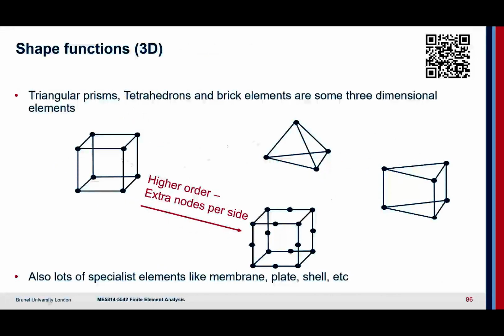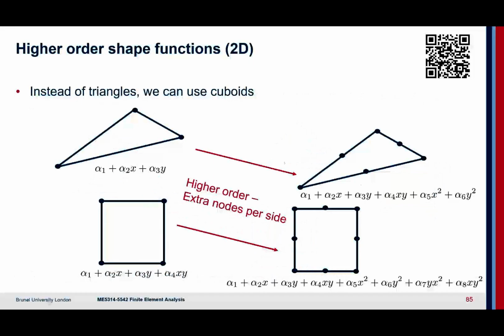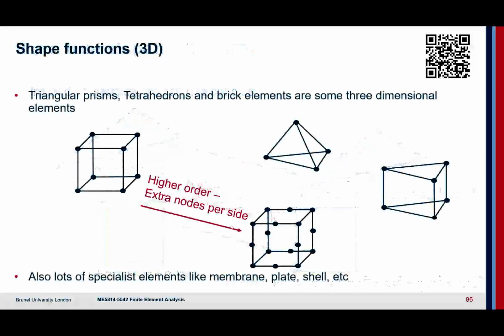And then in 3 dimensions, we can go to cubic or brick elements, tetrahedral elements, and we can add extra nodes per side, as well as a whole lot of specialist elements like membranes, plates, shells, etc. So you've probably seen all of these with ANSYS, but just be aware that the theory we've talked about is exactly extensible to this. For example, you could derive these equations in exactly the same way, just more mathematics, more complex.